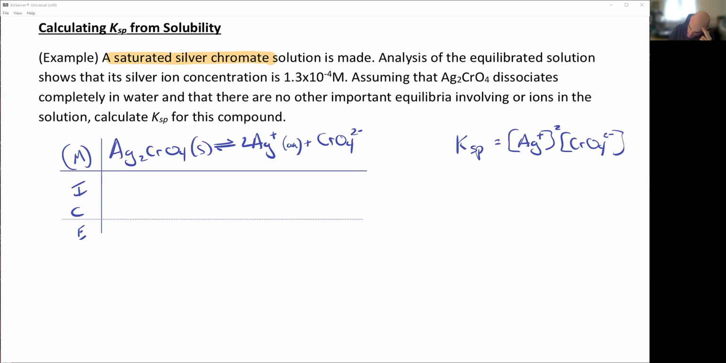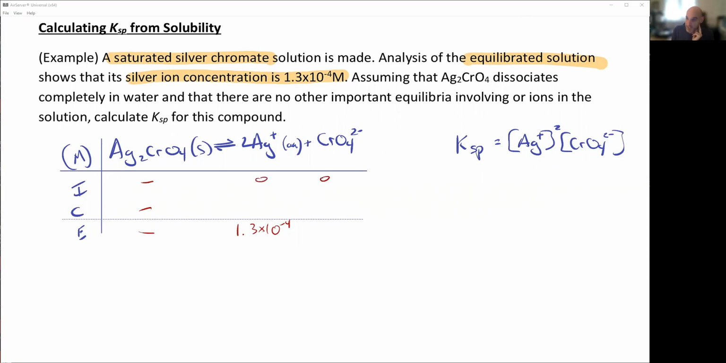Analysis of the equilibrium solution: silver ion concentration of 1.3 times 10 to the negative 4. So silver ion concentration at equilibrium is 1.3 times 10 to the minus 4. A couple of things: I don't really care about any of those other numbers. We just know that there's enough to make a solution saturated, so we don't have to know anything more about the silver chromate, because we have enough to make it soluble.